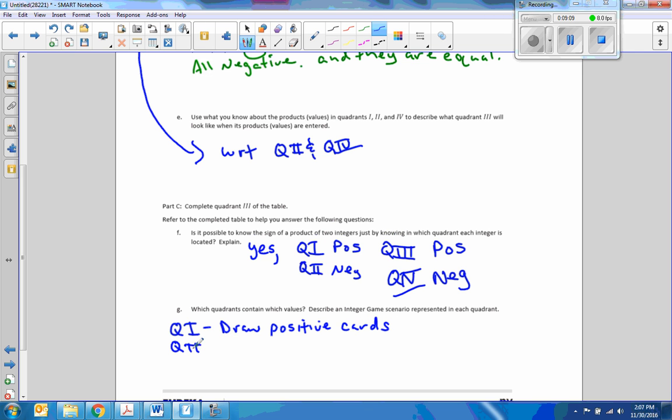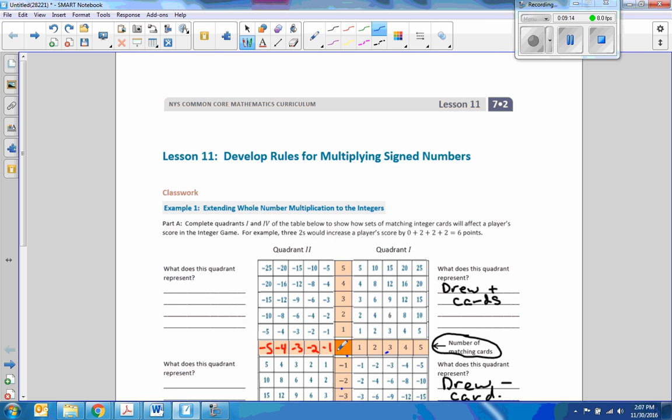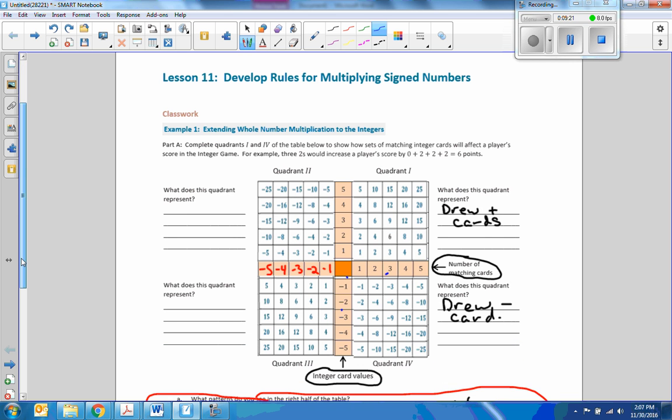Quadrant 2, let's take a look, number of cards and what they are. Okay, here's our Y column, integer card value. So a -1 means to discard this card value. So if I discard a negative, or if I discard a positive, this means to discard. If we're going to discard a negative, our value increases. If we're going to discard a positive number, the value will decrease.